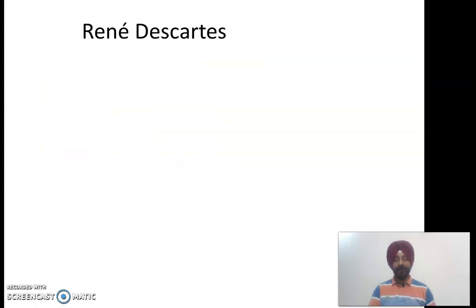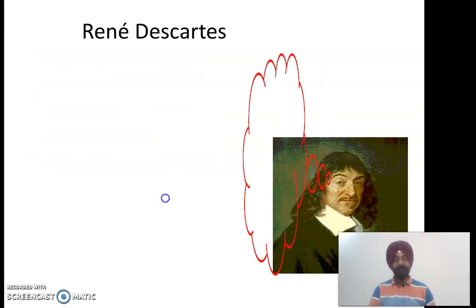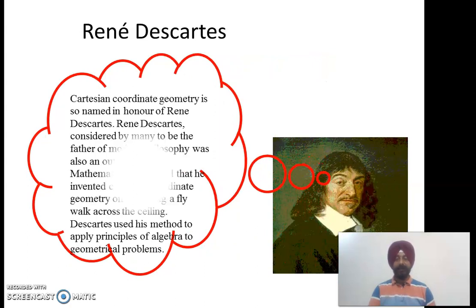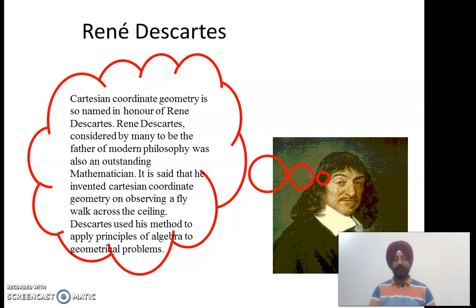This coordinate geometry was invented by René Descartes. Cartesian coordinate geometry is so named in honor of René Descartes. Considered by many to be the father of modern philosophy, he was also an outstanding mathematician. It is said that he invented Cartesian coordinate geometry on observing a fly walk across the ceiling. Descartes used his method to apply principles of algebra to geometry problems.